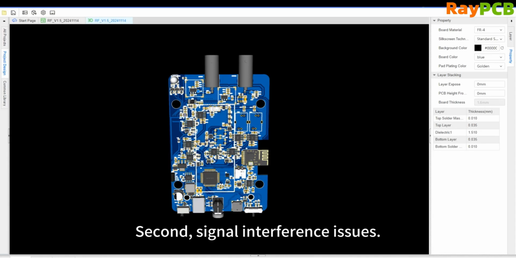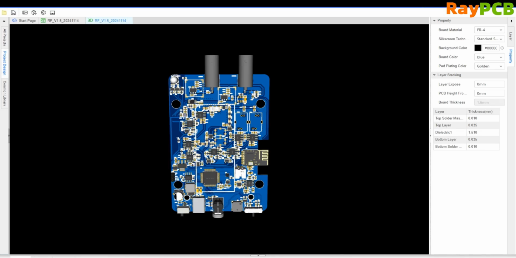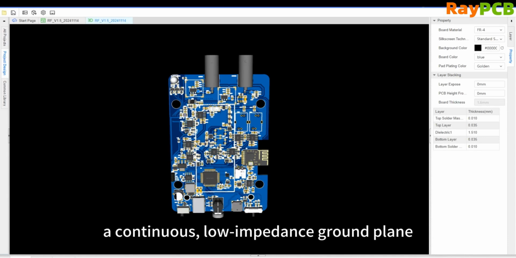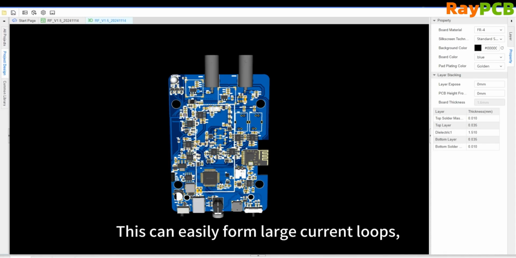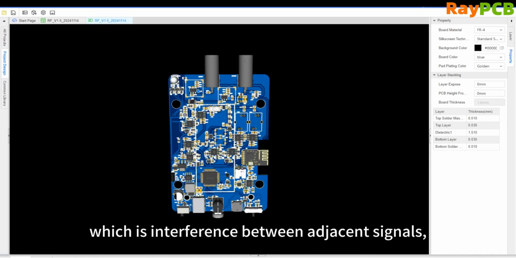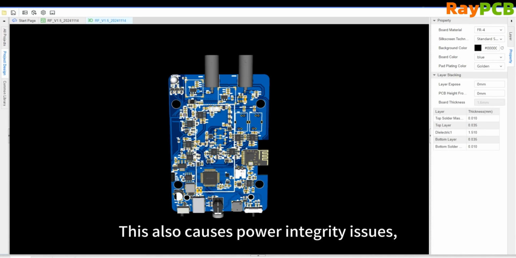Second, signal interference issues. In double-layer boards, signal lines, power lines, and ground lines are often interwoven on the same routing layer. This means there is a lack of a continuous low-impedance ground plane to serve as an ideal return path for signals, making it easy to form large current loops. As a result, crosstalk, interference between adjacent signals, increases, leading to degraded signal integrity, signal reflections, overshoot, undershoot, and other distortion phenomena. This also causes power integrity problems, such as high power noise and unstable power supply.